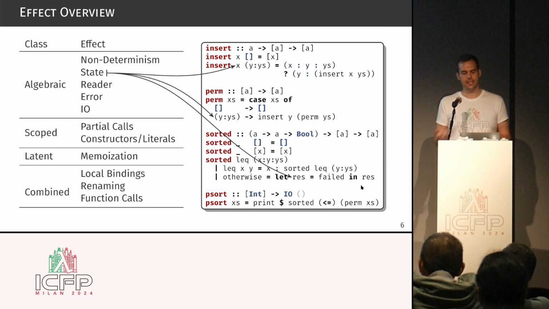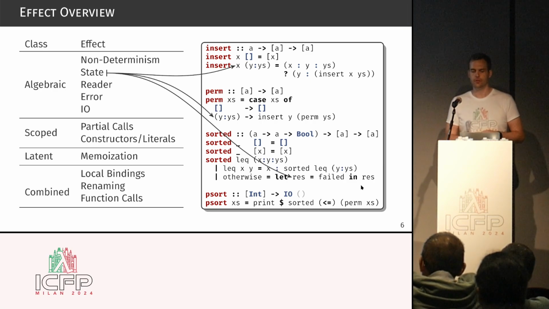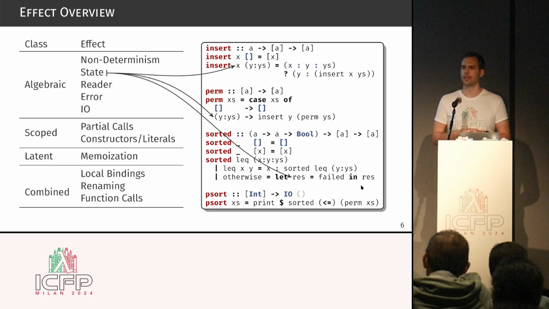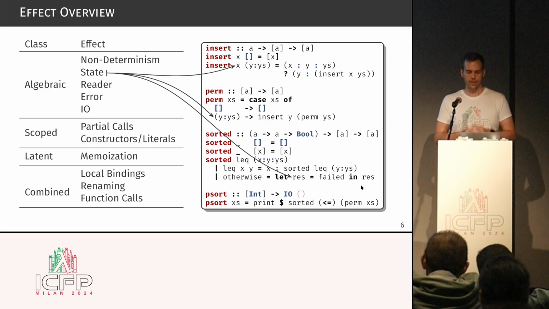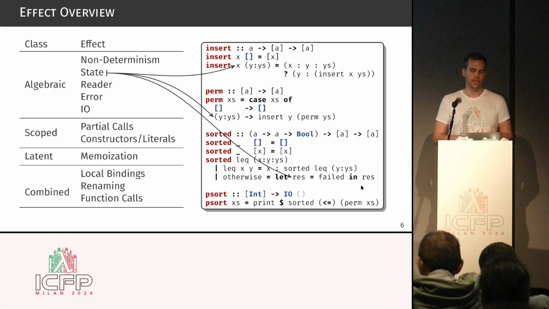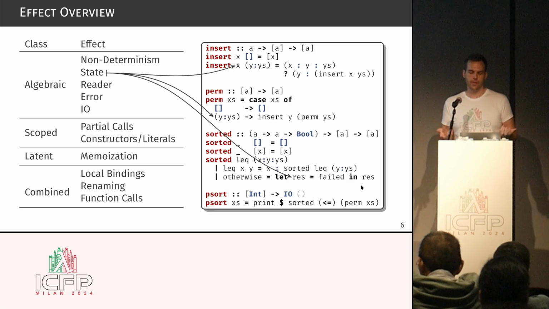Okay, yeah, we have state. State is a very useful effect to have, as you would probably have guessed. When you're writing an interpretation function, you always have to keep track of something, mainly variables, also for renaming or for constraints.